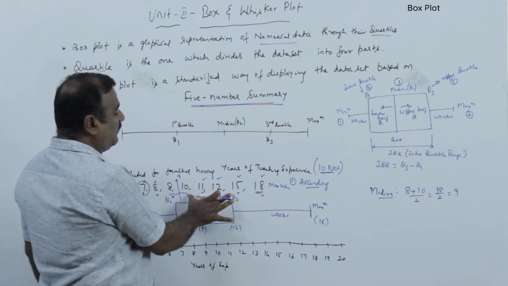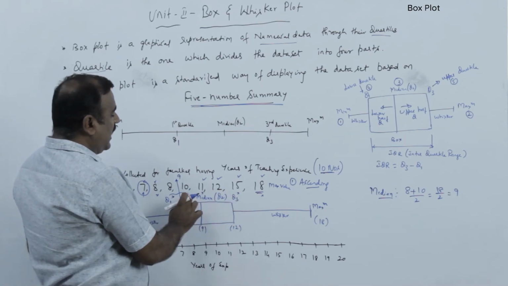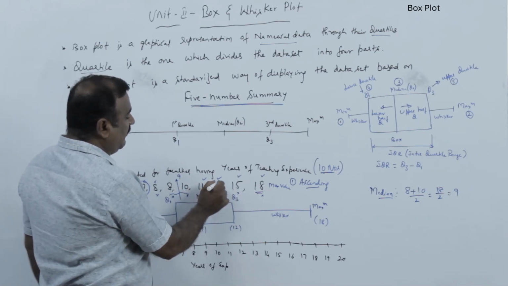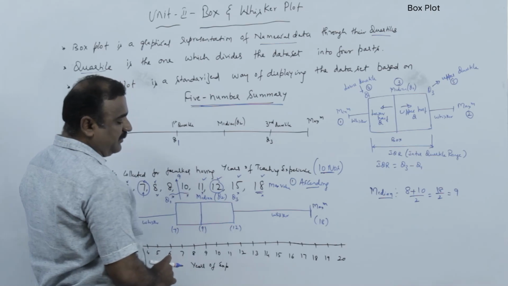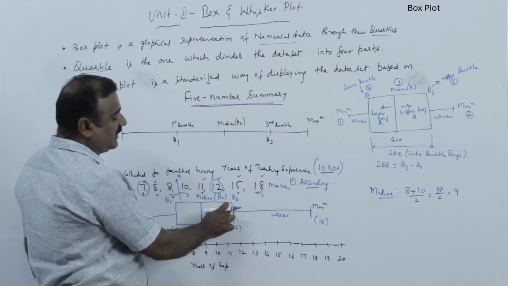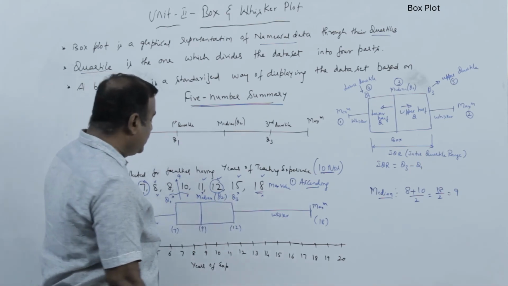Next, the other half portion is the upper half quartile. Again it has 5 data values, 1 2 3 4 5. The middle value, 12, becomes the median of this half. This 12 becomes the third quartile, which we call Q3.